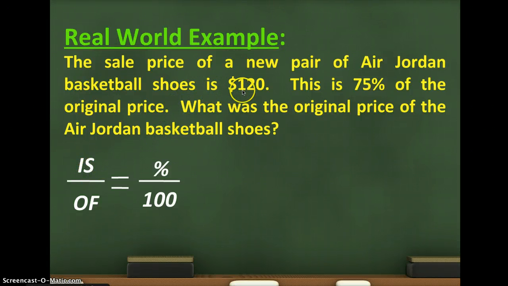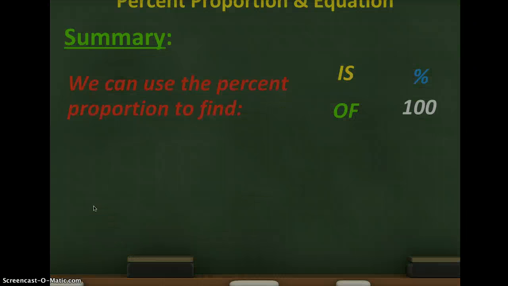Well, we know that the basketball shoes are now $120. You need to think about whether that's lower or higher than the amount that they were originally. So we know that the shoes were on sale for $120. So 120 is 75% of what number? We're really looking for the of here. You end up with $160. If the shoes were not on sale, you'd be paying $160 for them.